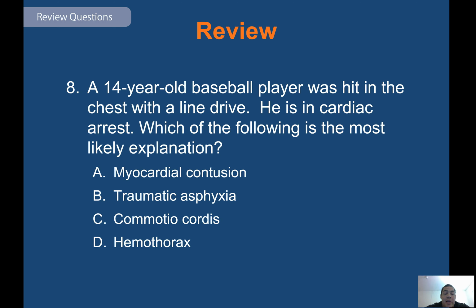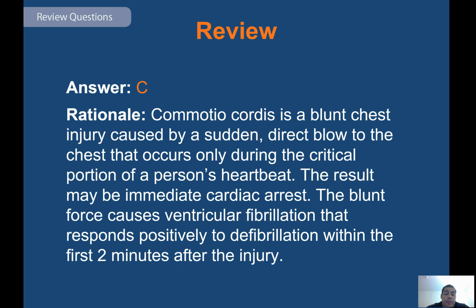A 14-year-old baseball player was hit in the chest with a line drive. He's in cardiac arrest. Which of the following is the most likely explanation? Remember what I told you. What is the rare injury that could happen? Like a millionth of a second of a heartbeat. The patient gets hit in the chest. So C, commotio cordis is a blunt injury caused by a sudden direct blow to the chest that occurs only during the critical portion of a person's heartbeat. The result may be immediate cardiac arrest. The blunt force causes ventricular fibrillation that responds positively to defibrillation within the first 2 minutes after the injury.